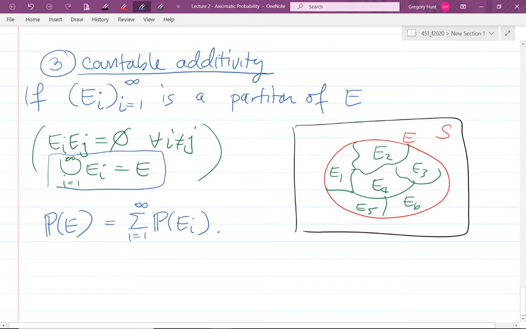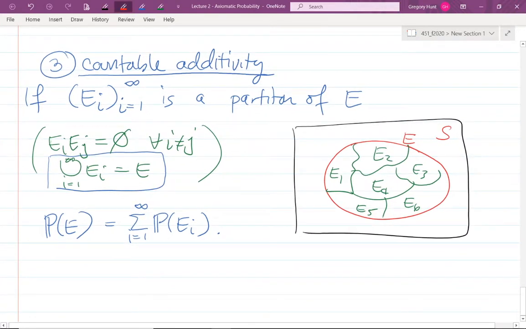If I partition an event E into some countable partition of E sub i, the probability of E can be calculated as just the sum of the probability of the E sub i. Now this could be an infinite sum. Luckily we've all taken Calc 2, we know how to deal with that. So if we look back at my picture, in red here I have E, and you can think of the probability of E as like the ratio of the area of E to the area of S. It's a totally reasonable way of thinking about probability.